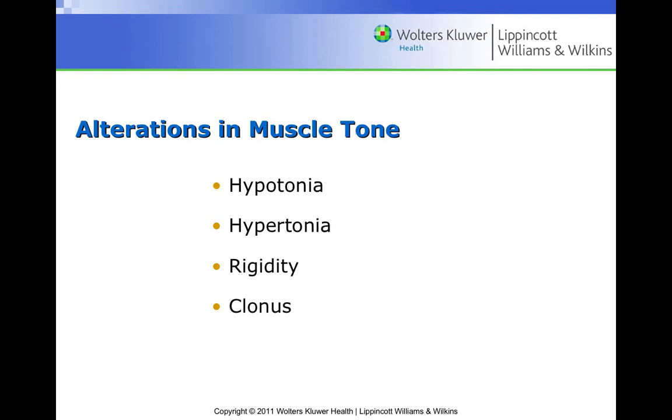Hypertonia, rigidity, and clonus are all ways to describe progressively more significant, higher than normal muscle tone.